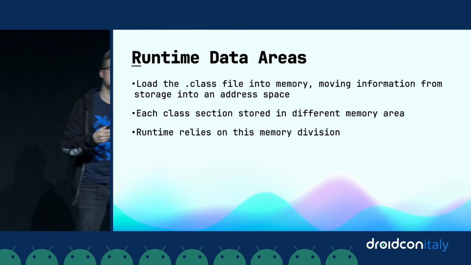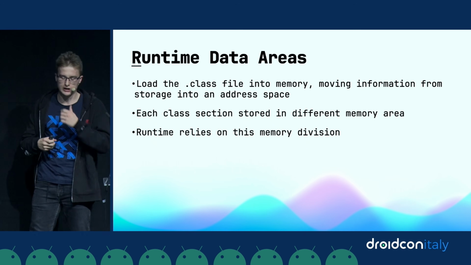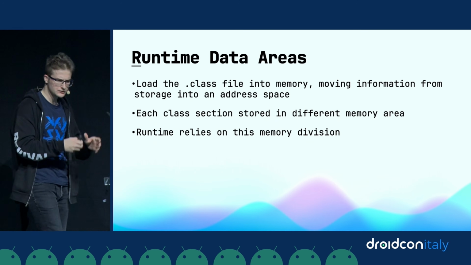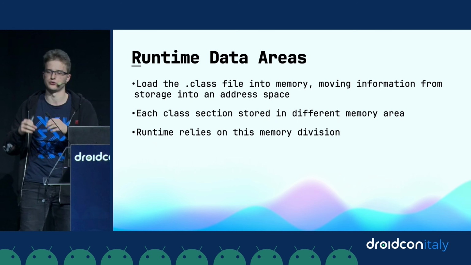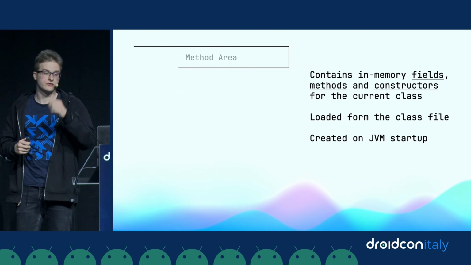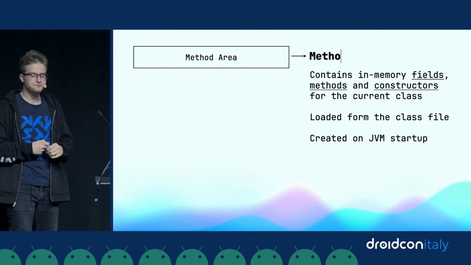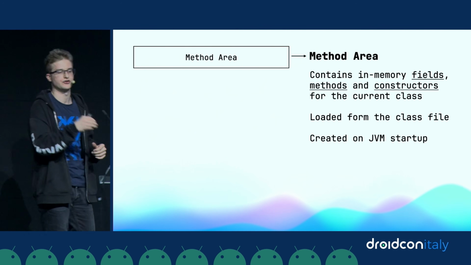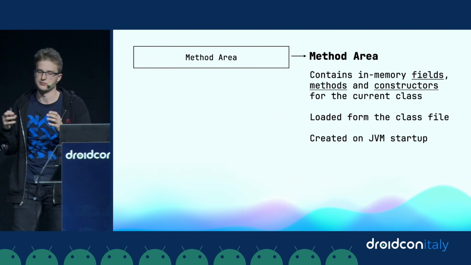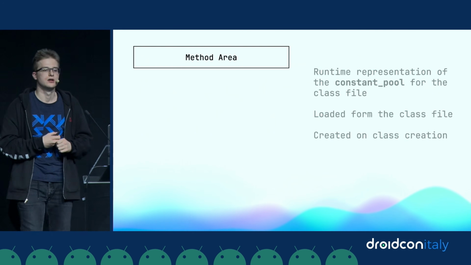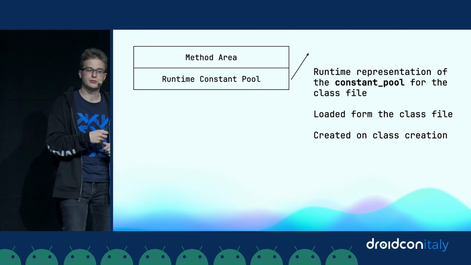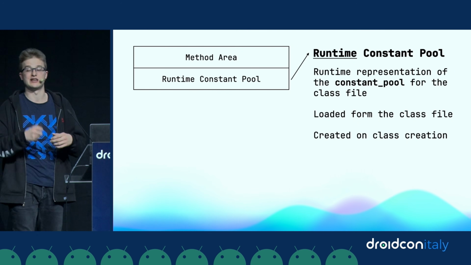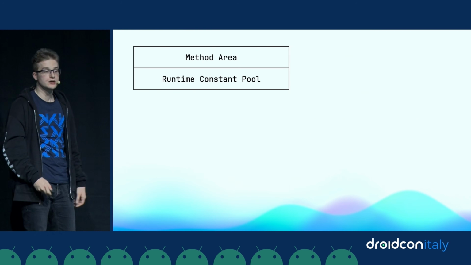Then we have runtime data areas, which is basically what happens when you load the class file into memory. Until now, we discussed what happens when you compile it. When it gets into memory, you have the method area, which is basically where all the methods and fields and constructors are put, which is basically the program text. Then you have the runtime constant pool, which is basically just the constant pool put into a special place so that it can be accessed easily at runtime.